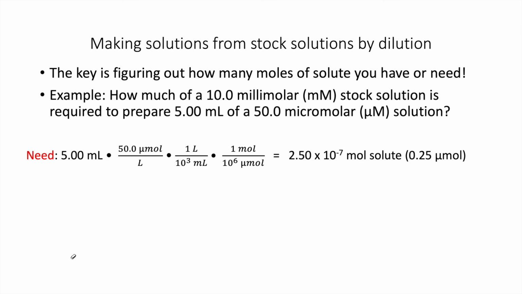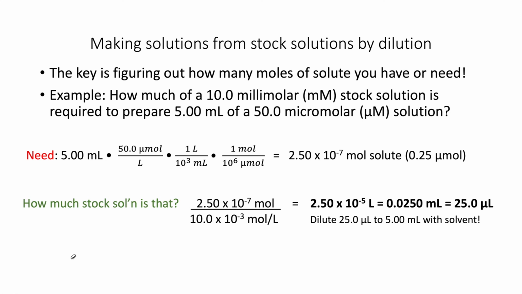So if I need 5 milliliters of a 50 micromolar solution, micromolar is micromoles per liter. There are 1,000,000 micromoles in 1 mole, so it's 10 to the 6. So converting liters to milliliters and micromoles to moles, I end up with 2.5 times 10 to the negative 7 moles of solute. It's about 1/4 of a micromole. Okay, that's a really, really small number. So my stock solution is kind of dilute. How much of that stock solution am I going to need?